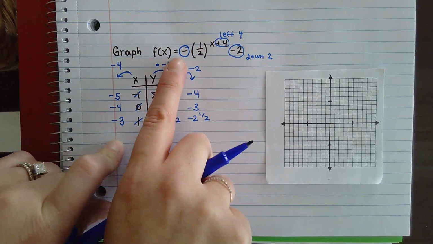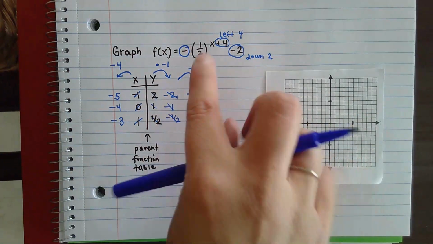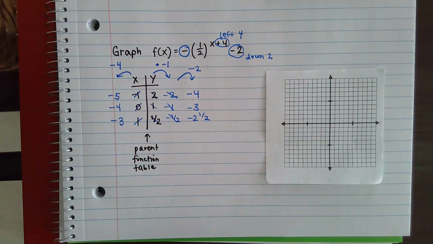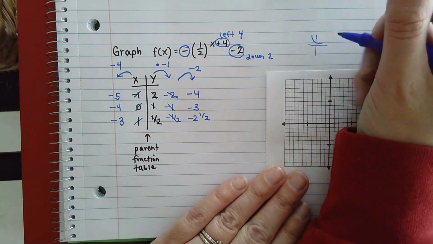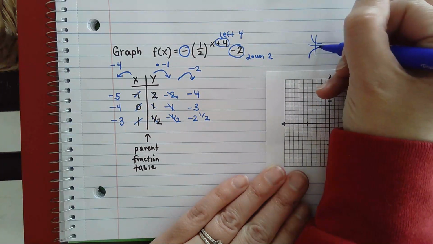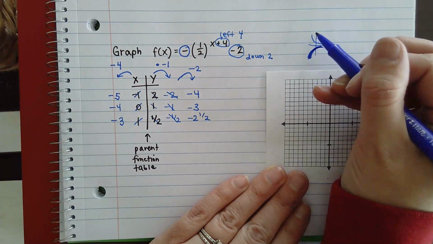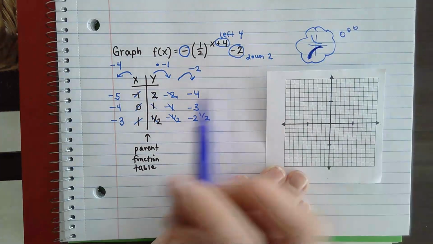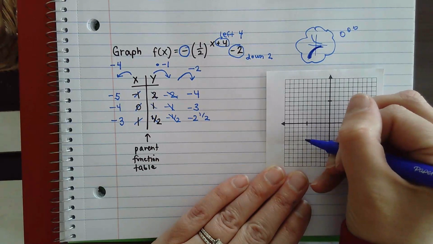Anytime I have a reflection, before I start putting these points, I always try to imagine what does a decay function that's been reflected look like. A decay function, here's a decay function. If it reflects, this is going to be the shape of my reflected decay function. So now that I have this image in my head, I'm going to plot my 3 points, -5, -4.